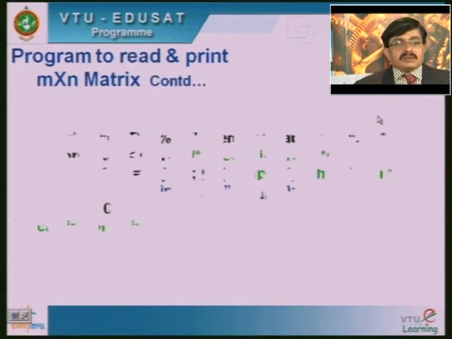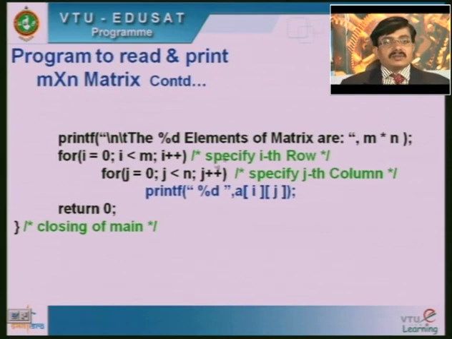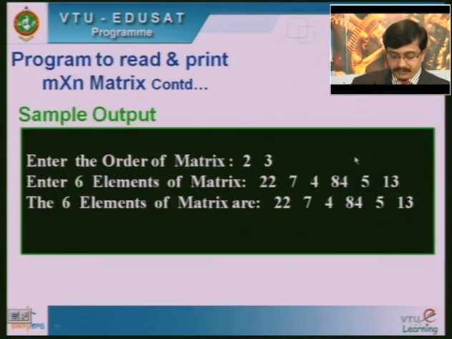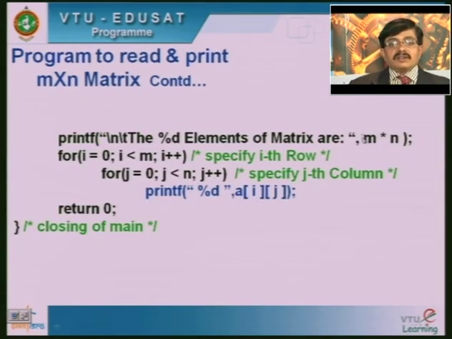Now with respect to this, here we have the code, where the percentage d elements of the matrix are, so m into n I will mention here. So if I am mentioning 2 cross 3, then 2 into 3, 6 will be printed here. The 6 elements of the matrix are, that message will be displayed over there.